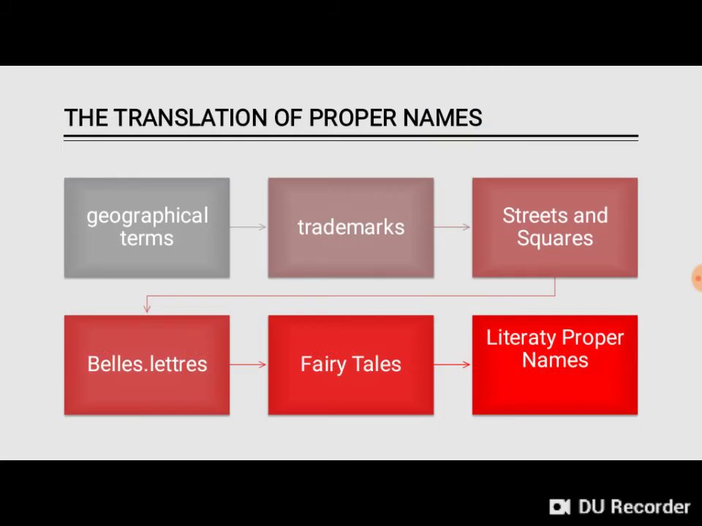We have the translation of proper names. Basically, in the period between translation and revision, you should not lose sight of the linguistic problems of the text. I mean, you have to notice in translation of proper names: geographical terms, trademarks, streets and squares, hills, letters, fairy tales, that are proper names.